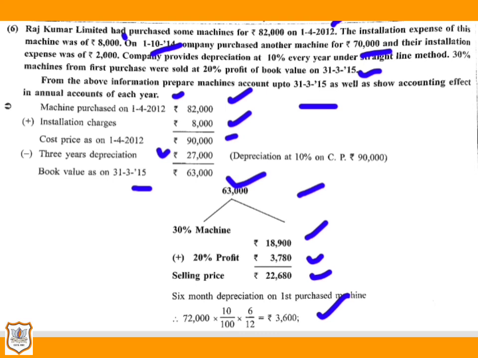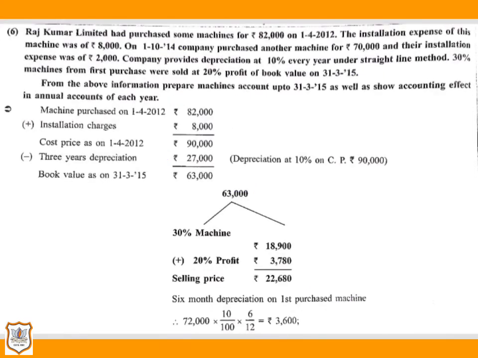That comes to 3,600. So in this question also, you have to prepare the machine account, and you have to show the accounting effect in the annual accounts of each year. So that is your homework.